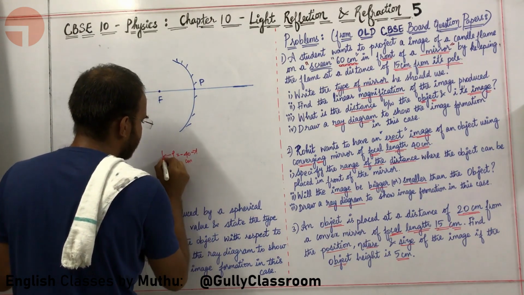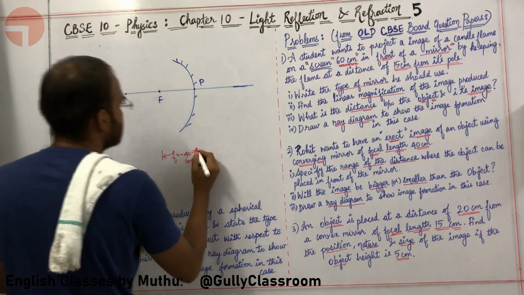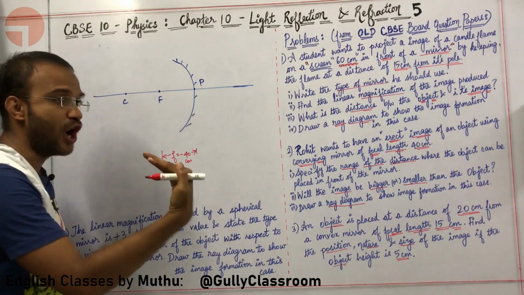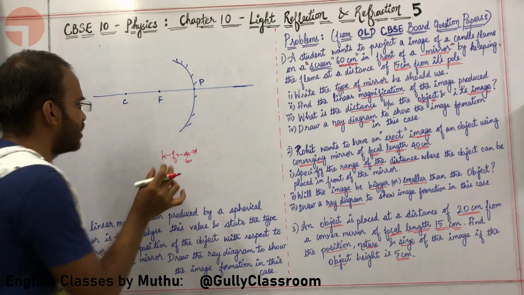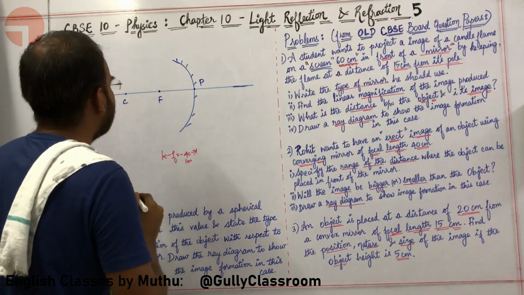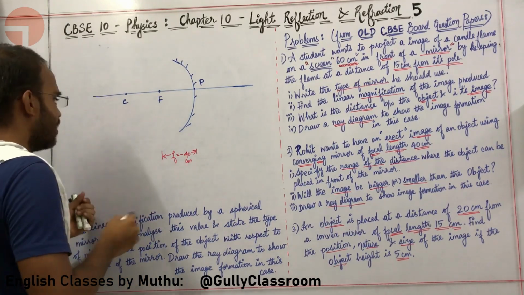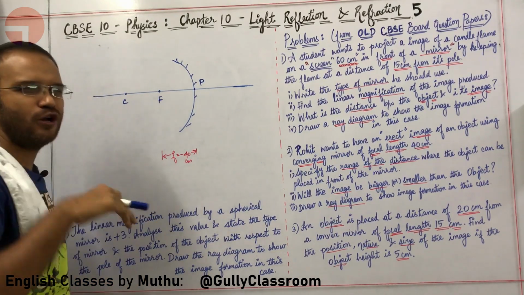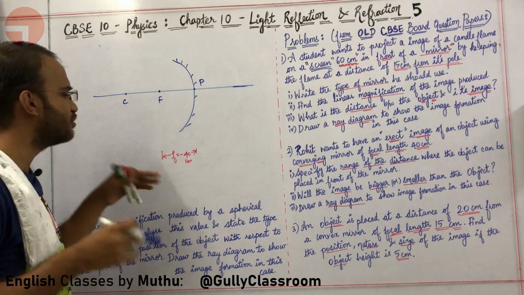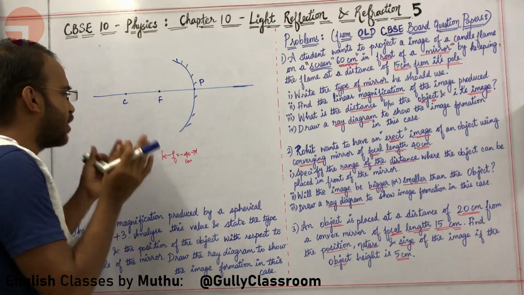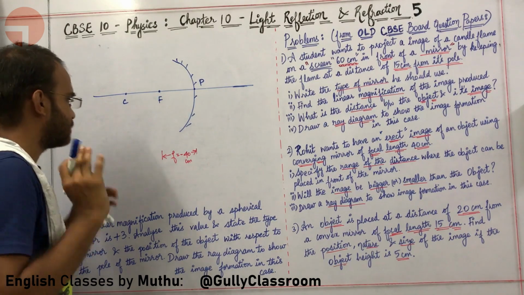Why are you having minus 40? Because the focal length is measured opposite to the direction of the incident light. Automatically the value is taken as negative. Whenever you are noting down values, always use the sign conventions. Without sign conventions, your entire problem will simply collapse.